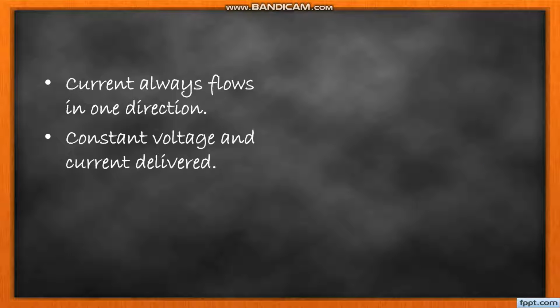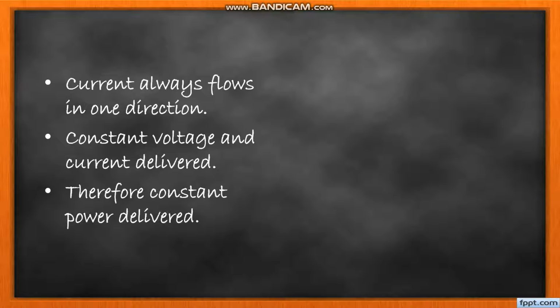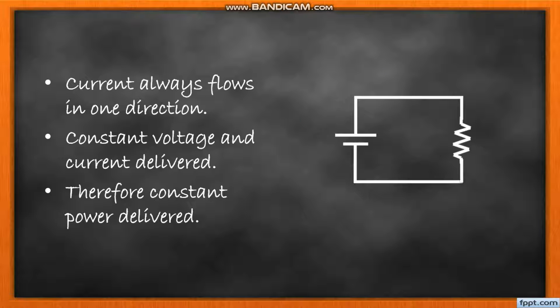Therefore, elements in a DC circuit receive constant power. A battery is an example of a DC source, as it provides a voltage in one direction. As shown in the simple diagram, when the circuit is closed, the current flows in one direction continuously. Please note that the diagram follows conventional current flow.